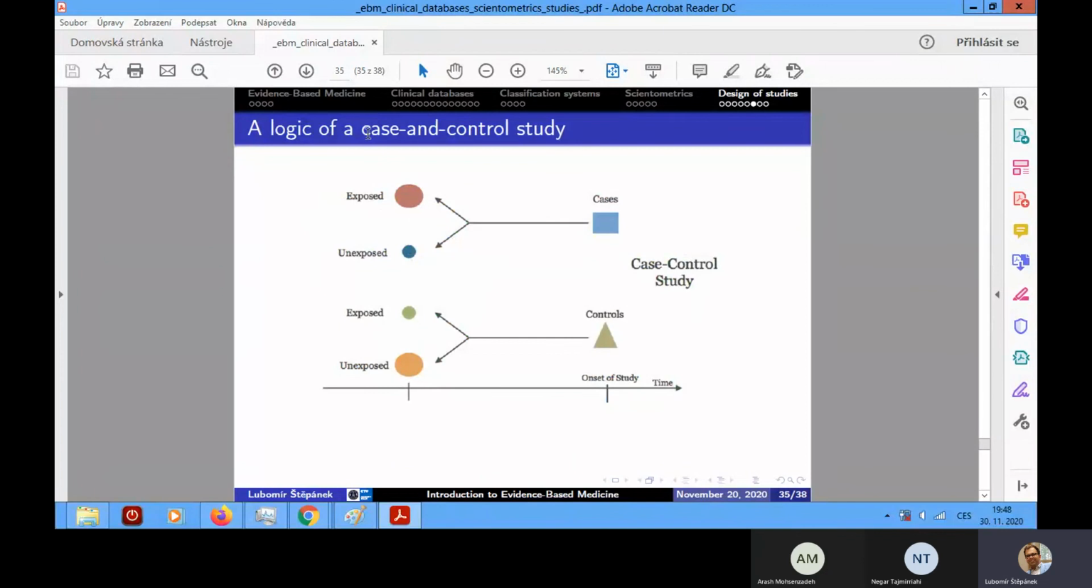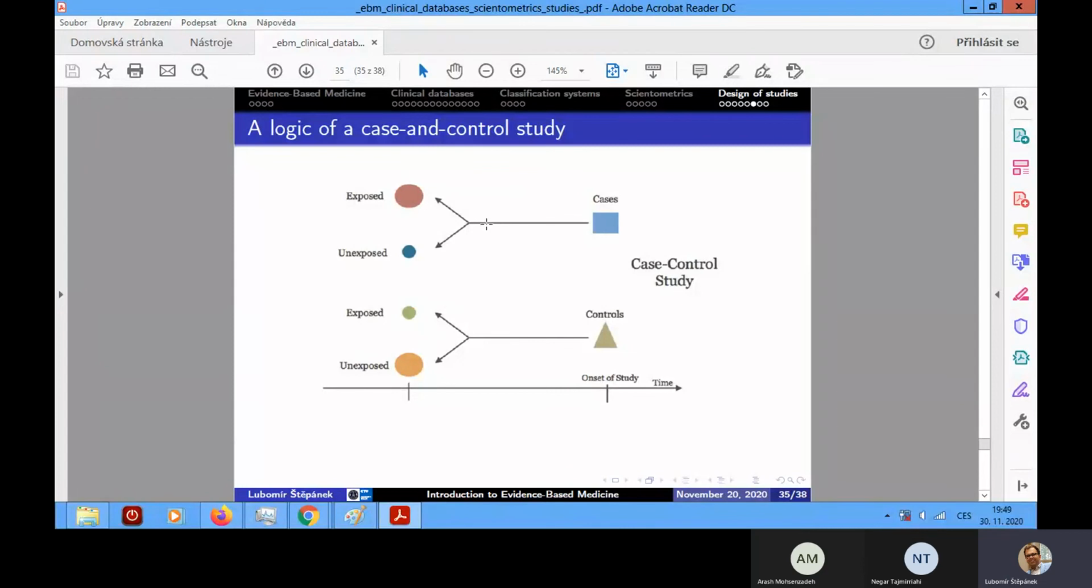These are very similar, but if we are considering the case and control study, we start at the moment of the study. So this is time 0. We start with the cases and controls. Cases have developed the outcome, controls have not developed the outcome. And we are going back in a retrospective way, back in time, to research where the exposure was, whether the exposure to the risky factor was more common in the cases or more common in the controls.